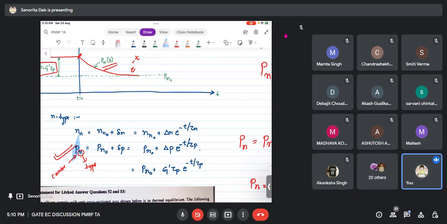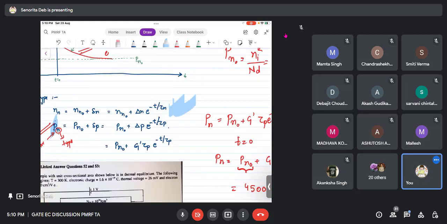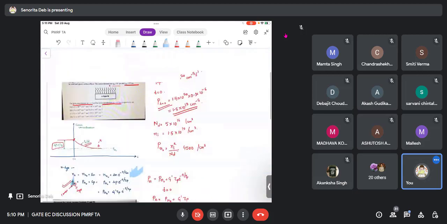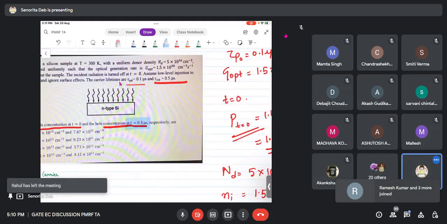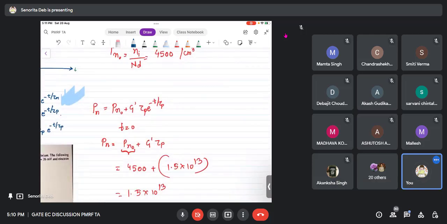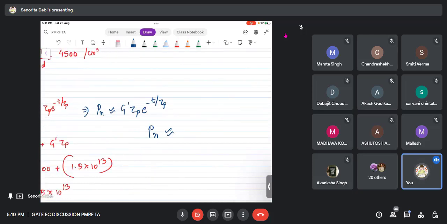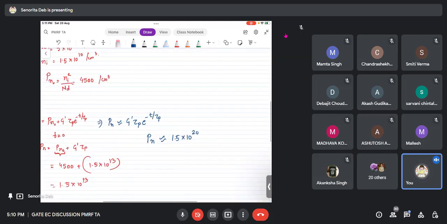Now a similar thing also goes for the electrons. They have also asked you at t equals 0.3 microseconds. So now what will you do? Come back to the formula. Since Pn naught is very small, Pn is approximately equal to g dash tau p e to the power minus t by tau p. Now g dash, what was it given? It was 1.5 into 10 to the power 20.